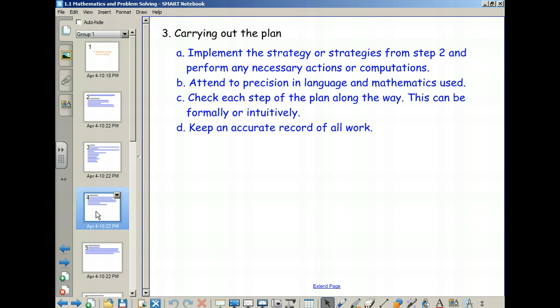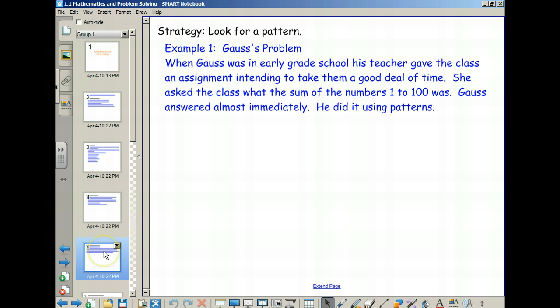And the last step, step 4, that you're not seeing over here, is actually checking your final solution. The reason I said you can wrap that up into step 3 is because if you're checking every step along the way, then you've kind of already done that. Make sense? Okay.